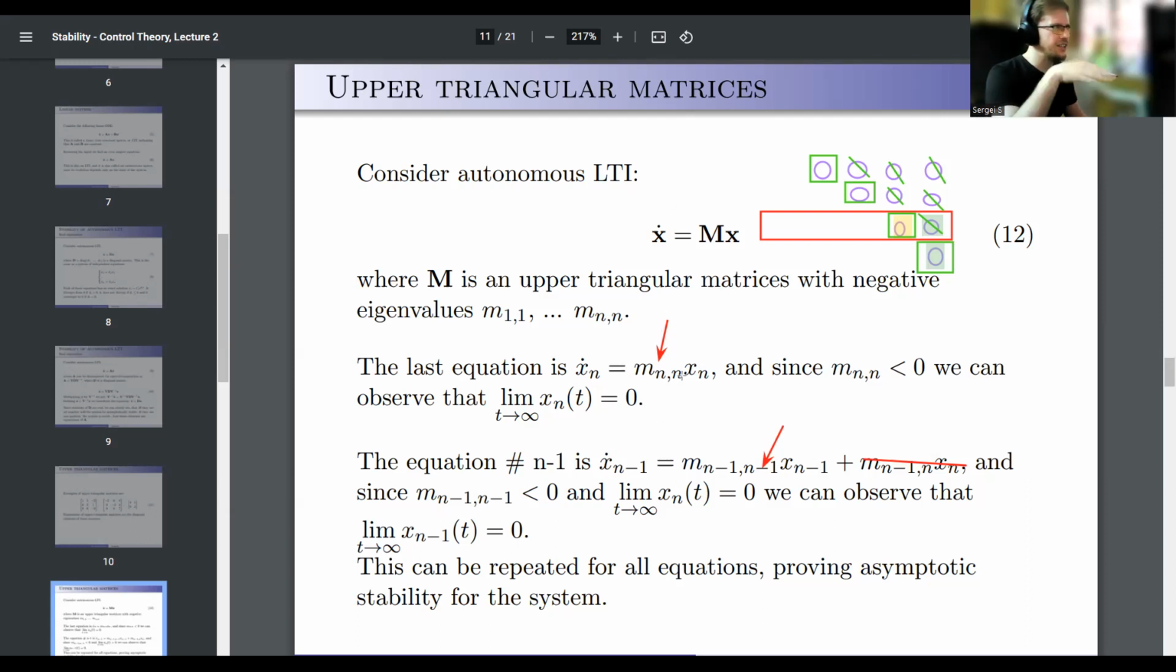You don't have to memorize this process, by the way. This is just to illustrate how we can deal with systems, and also to remind you about eigenvalues of upper triangle matrices. That might be useful on the tests.